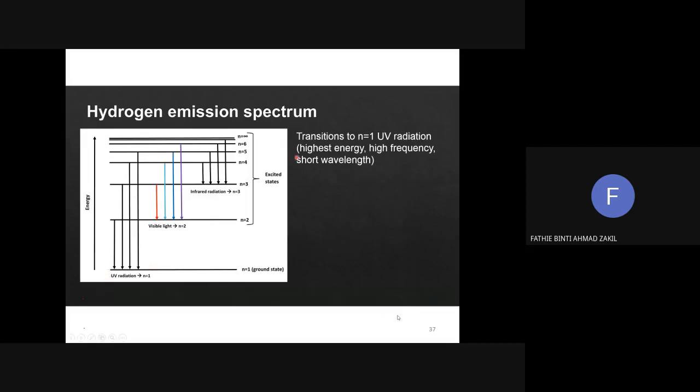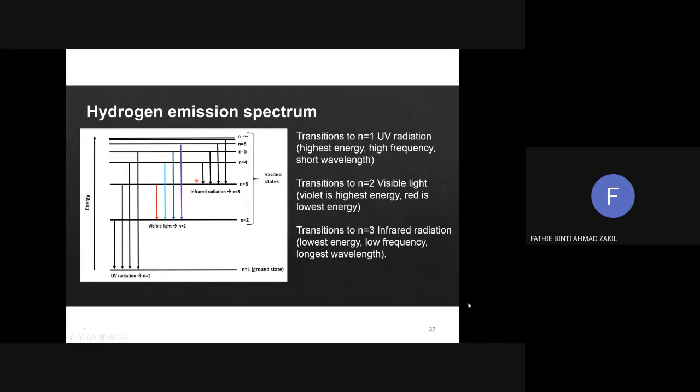So UV radiation is the highest energy, has a high frequency, and a short wavelength. Next are electron transitions to n equals 2, and they correspond to visible light. So in visible light, violet is highest energy, red is lowest energy. In addition, violet light has the highest frequency and the shortest wavelength, red light has the lowest frequency and the longest wavelength. And finally, we have electron transitions to n equals 3.